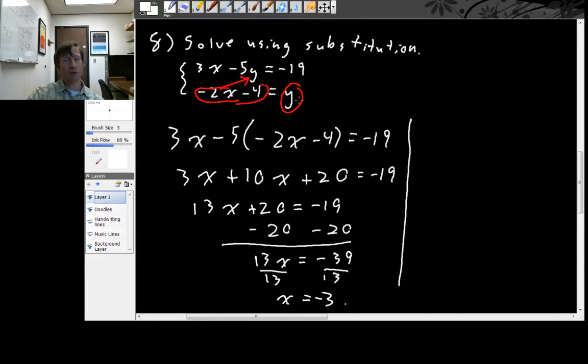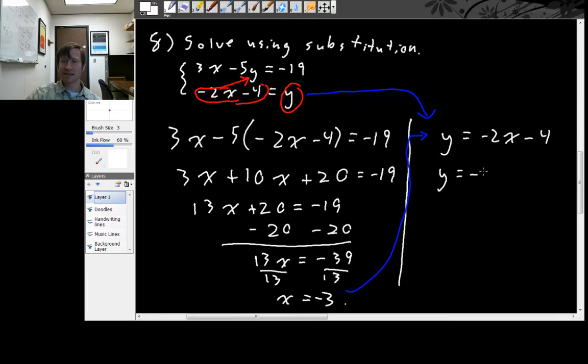We still need to find y. Remember, a solution to a system of equations like this is a value for x and for y. We know what x is, but we need to go back and find y. So we'll take our second equation from this system, together with the value of x that we already know. So this equation says that y is negative 2x minus 4.